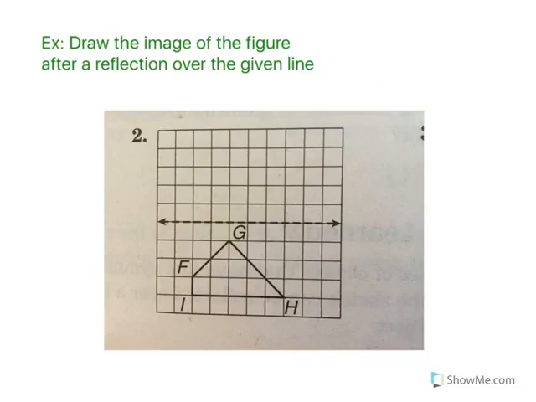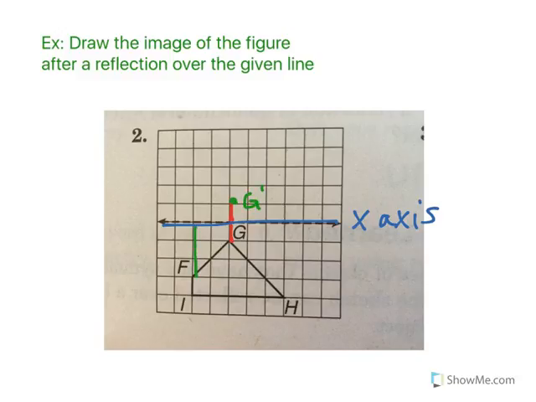Draw the image of the figure after a reflection over the given line. Okay, so in this case we're using this line, and we can call this the x-axis. In this example we have 4 different points that we need to reflect, so it will take a little bit longer. I'll start with G. G is 1 point away from the axis, so I'm going to count 1 unit away, put my point here, and call this G prime.